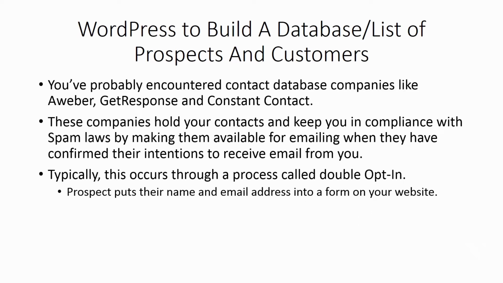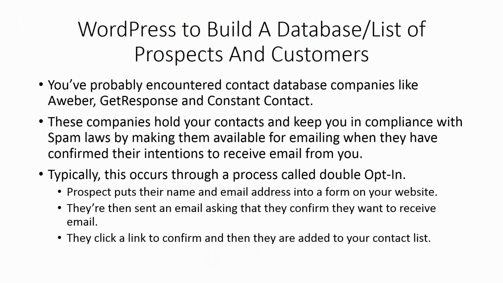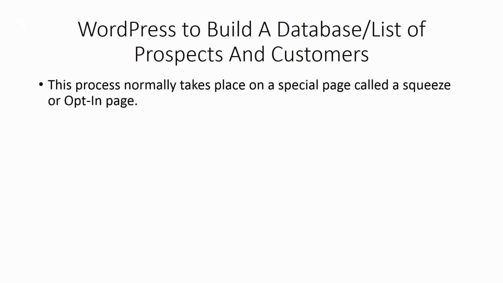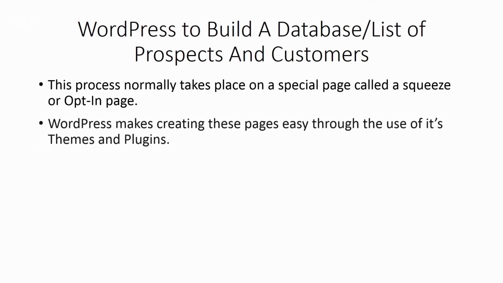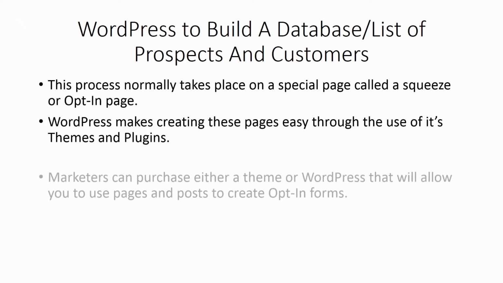The prospect puts their name and email address into a form on your website. They're then sent an email asking that they confirm that they want to receive email. They click a link to confirm and then they're added to your contact list. Now, this process normally takes place on a special page called a squeeze or opt-in page. WordPress makes creating these pages easy through the use of its themes and plugins.